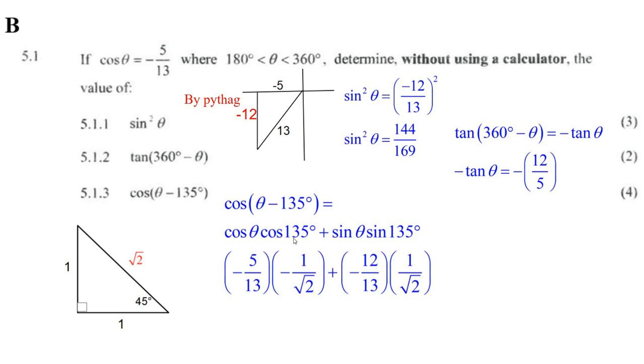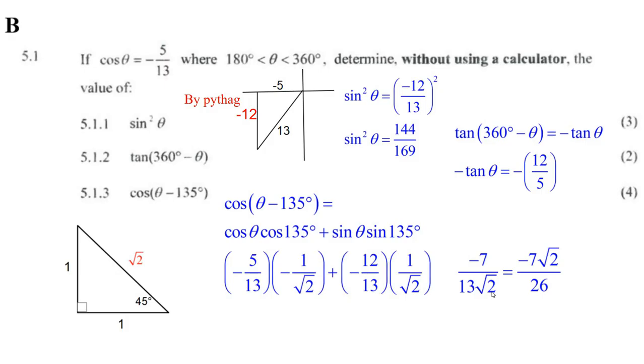That's right, but cosine's negative in the second quadrant. Sine is positive. So that's your answer. You're looking at it right there. That's minus 12. That looks like plus 5. So minus 12 plus 5 is minus 7 over 13 root 2.